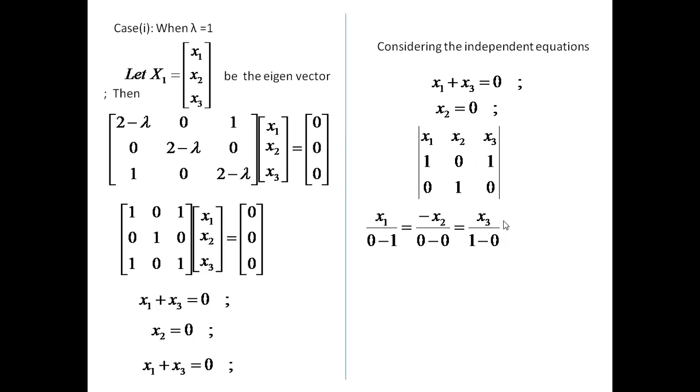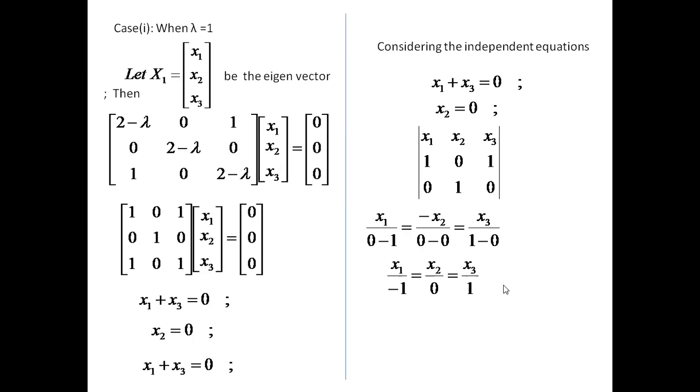If you take each ratio equal to some k, x1 will be minus 1 into k, x2 will be 0 into k, x3 will be 1 into k. For different values of k, we get a number of eigenvectors, but they will always be multiples of this ratio. So we take only one. Take x1 equal to minus 1, x2 equal to 0, x3 equal to 1. This is one eigenvector for this matrix when lambda is equal to 1.